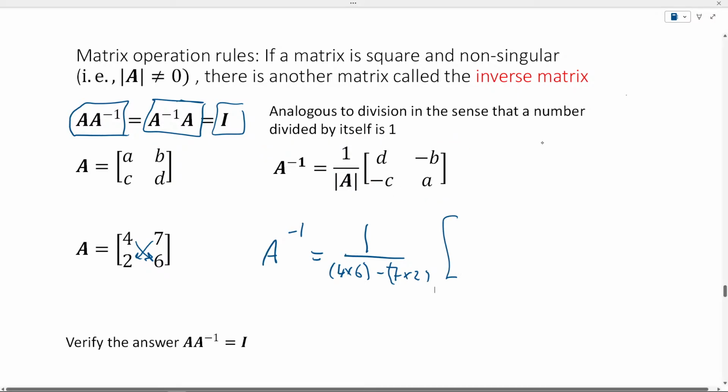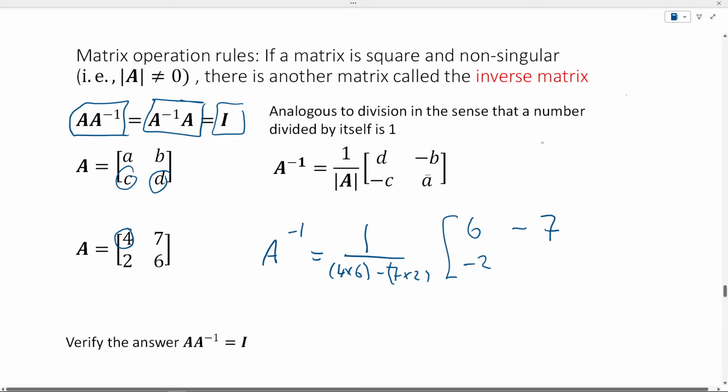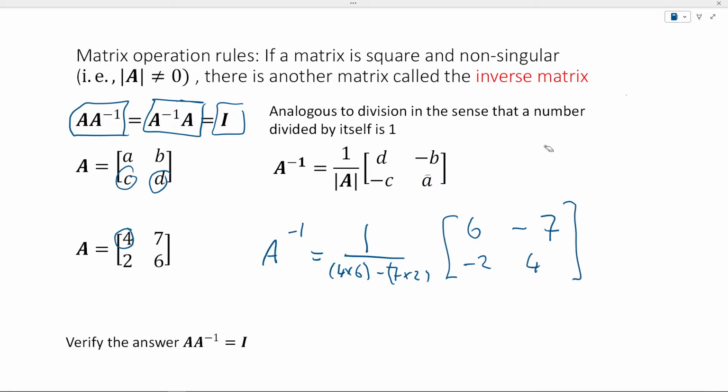So here, this is the D. So that would be this guy minus B. So that is B here, so that would be minus 7, minus C. So that is C here, so that is negative 2. And A, that is A here. So it would be something like this. You see how I did it. So that's A. So it will be something like this.